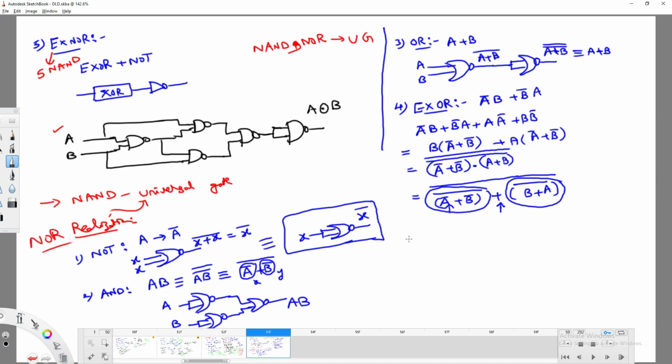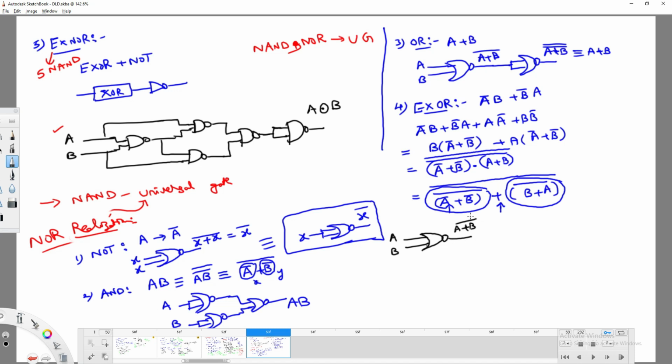First I will try to do A plus B whole complement, right? So if I have A and B as two inputs, I am trying to get A plus B, and to get the A plus B complement I am trying to do this. So you got A plus B whole complement.